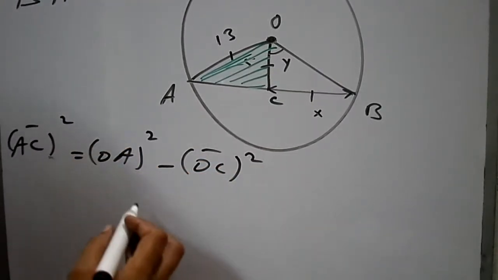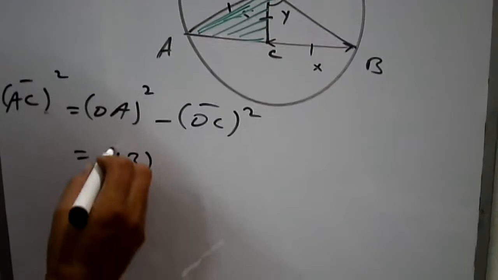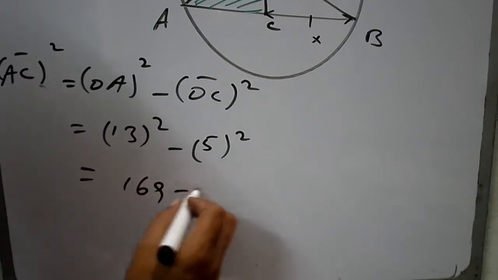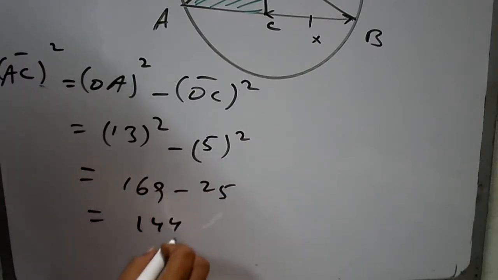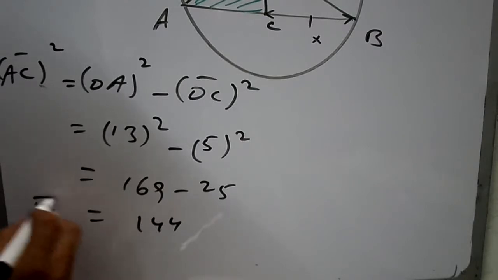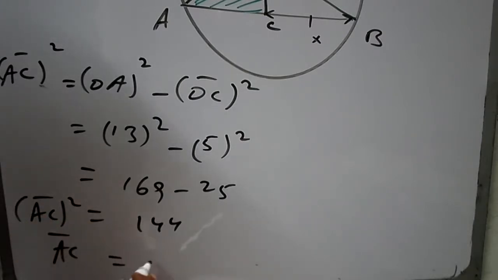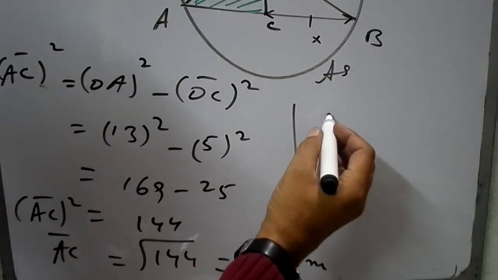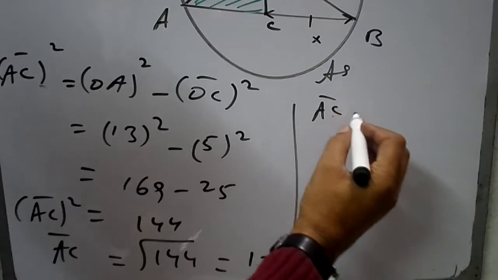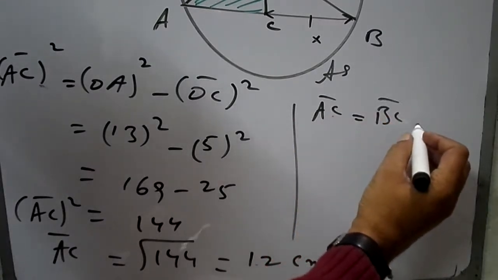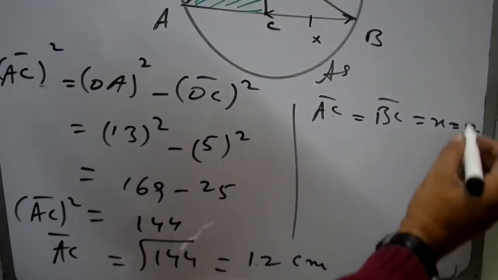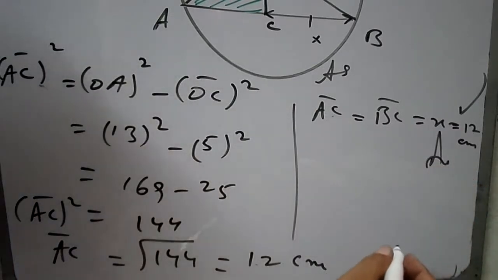By Pythagoras theorem, we will get 13 square minus 5 square, which gives 169 minus 25. So that is your AC square, but you need the value of AC, that is equal to the square root of 144, which is 12 centimeter. As AC is equal to BC, which is equal to X, X is equal to 12 centimeter. So basically that is your first result.